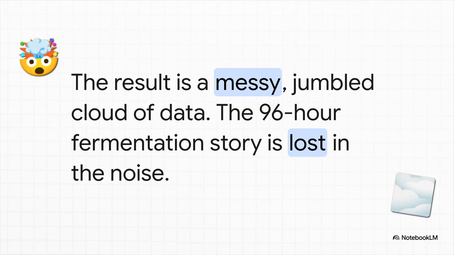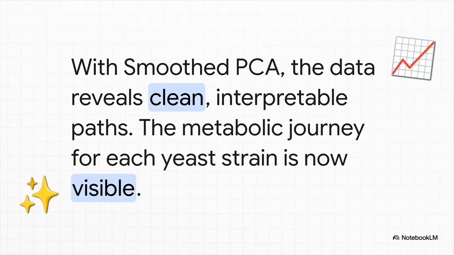And check this out. The results from the standard PCA method perfectly illustrate the problem. The analysis just gave them what the researchers called a messy, jumbled cloud of data. The 3 different yeast strains were all mixed up, and you had no clear sense of progression from hour 0 to hour 96. As the slide says, the story was completely lost in the noise. But when they applied their new smoothed PCA method, the result was a total night and day difference. The analysis revealed these 3 distinct, clean paths. Each one clearly traces the metabolic journey of a specific yeast strain over the entire 96-hour period. The story that was buried deep in the data suddenly became perfectly clear and so easy to read.